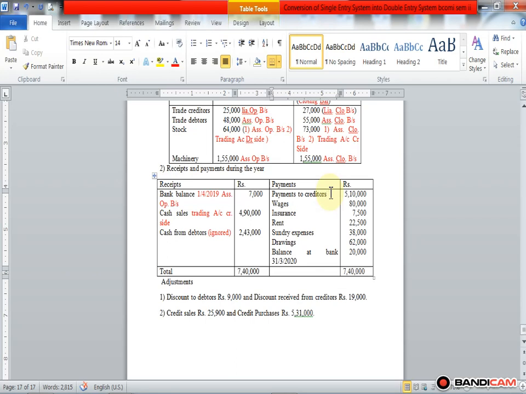So it is also ignored, because here the closing balance of debtors and creditors is given, as well as credit sales and credit purchases. So there is no need to prepare a working note to find out a closing balance or credit sales of the organization. Okay, so here it is ignored.